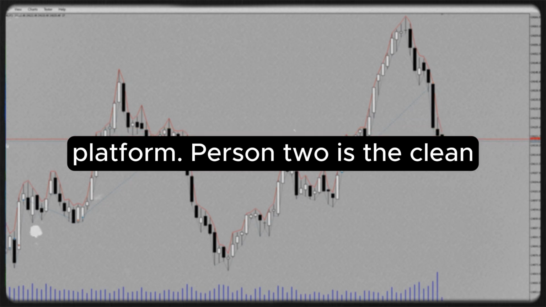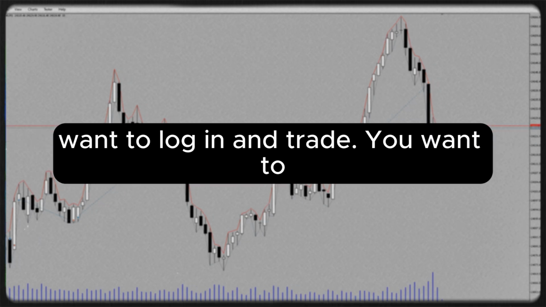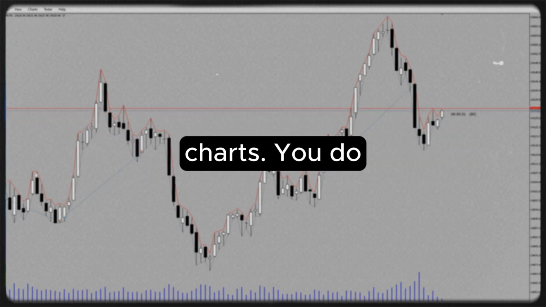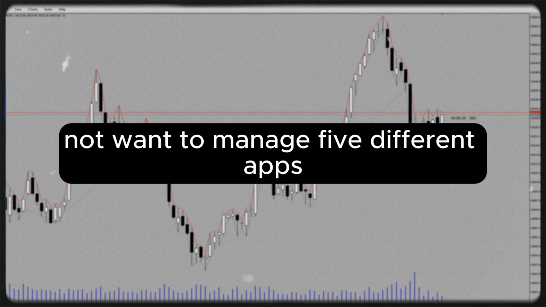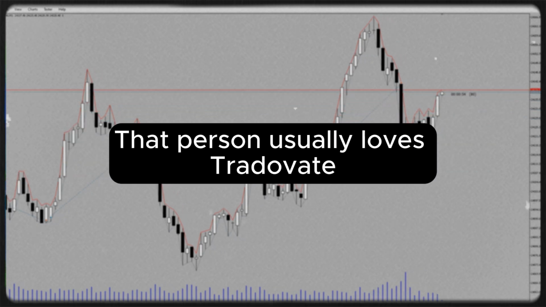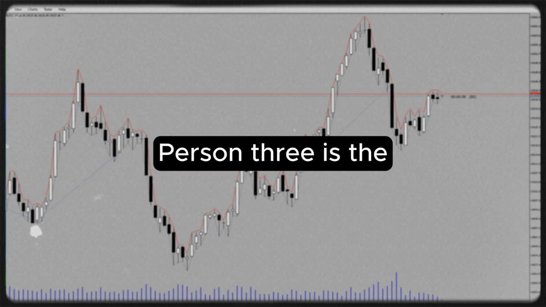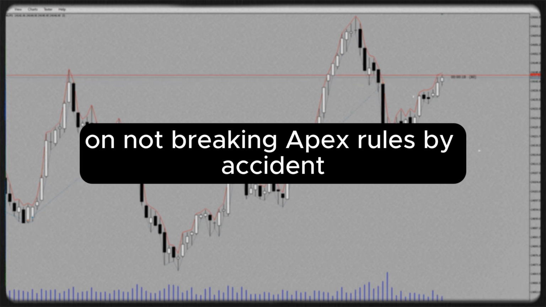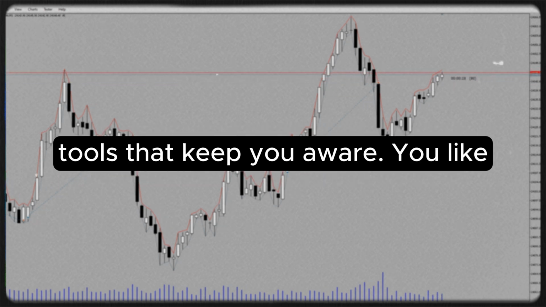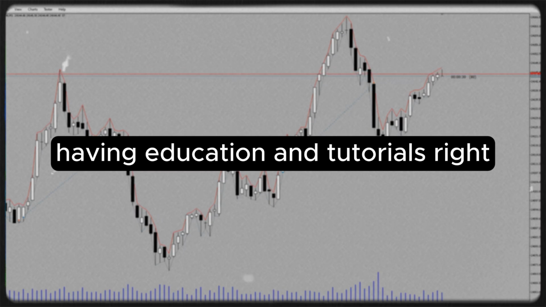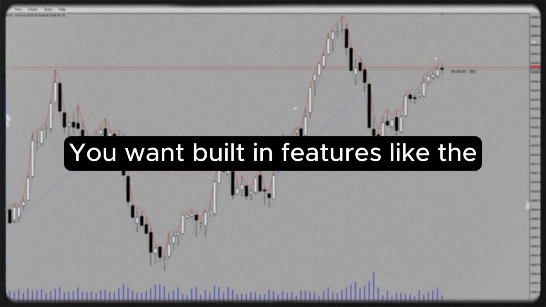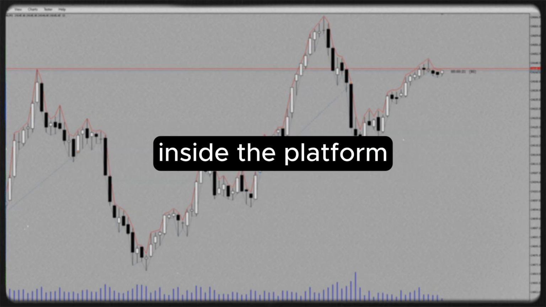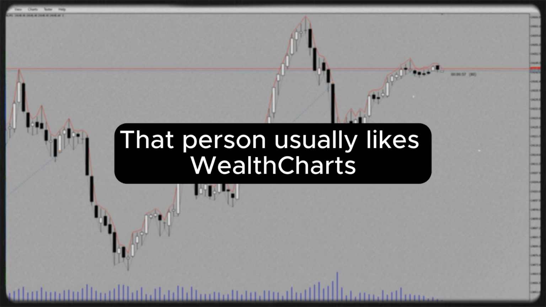Person 2 is the clean and simple trader. You want to log in and trade. You want it to work on any computer. You like TradingView charts. You do not want to manage 5 different apps. That person usually loves Tradovate. Person 3 is the rule-protected trader. You're focused on not breaking Apex rules by accident. You want extra tools that keep you aware. You like having education and tutorials right where you trade. You want built-in features like the liquidation indicator and a copy trader inside the platform. That person usually likes WealthCharts.